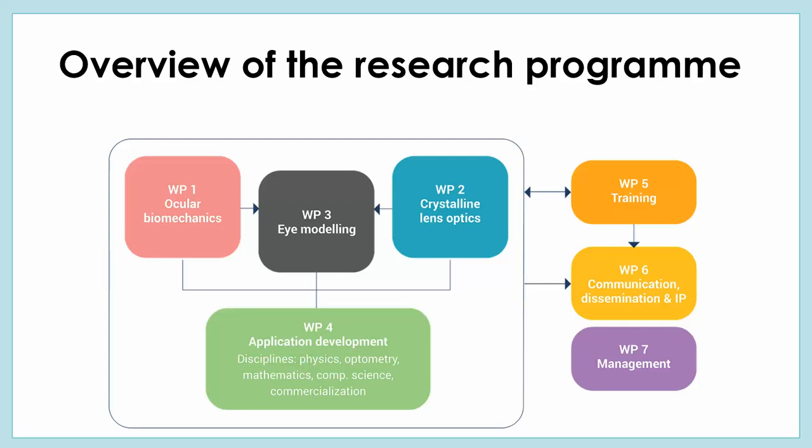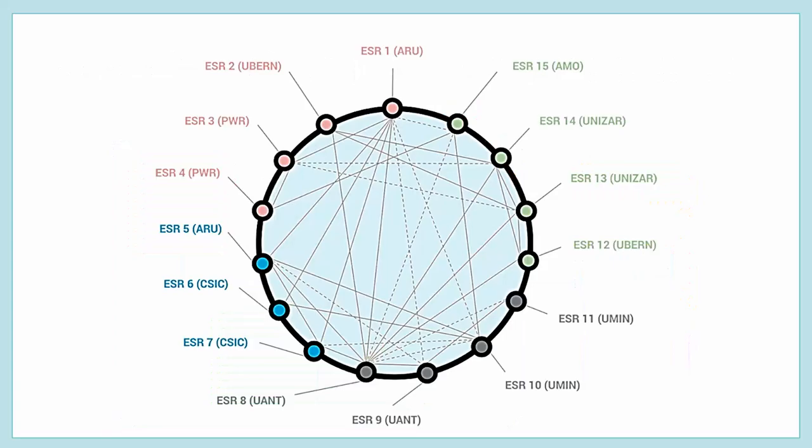Oberon is a European collaboration that brought together a group of scientists that work on the field of optics and biomechanics of eye and covers a broad range of disciplines and skills. This is an overview of research program. It consists of different work packages 1 to 7, and you see how they are interrelated. As ESR6, I'm considered as in the work package 2 in crystalline lens optics.